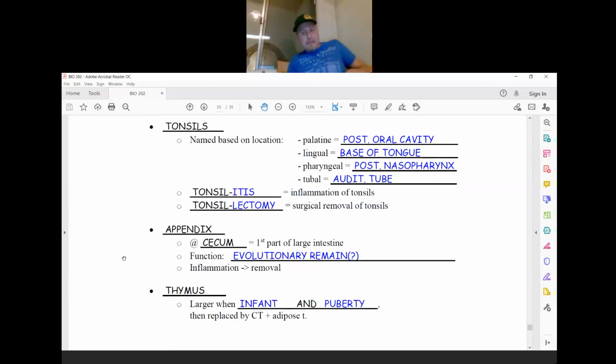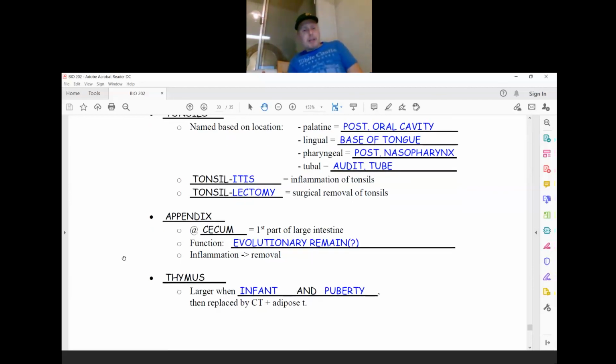Appendix, that was the little expansion on the first part of the large intestine, so hanging out from the cecum. It can get inflamed, and then the appendix can be removed. Really, the function of appendix, we don't think that it has a function these days. We are not certain. The best explanation at the moment is, though, that it would be an evolutionary remnant. That's where the bacteria that was used to digest plant-based material was housed back in the day. And now that we don't eat as much plant-based material, it has started to shrink, and eventually probably disappears.